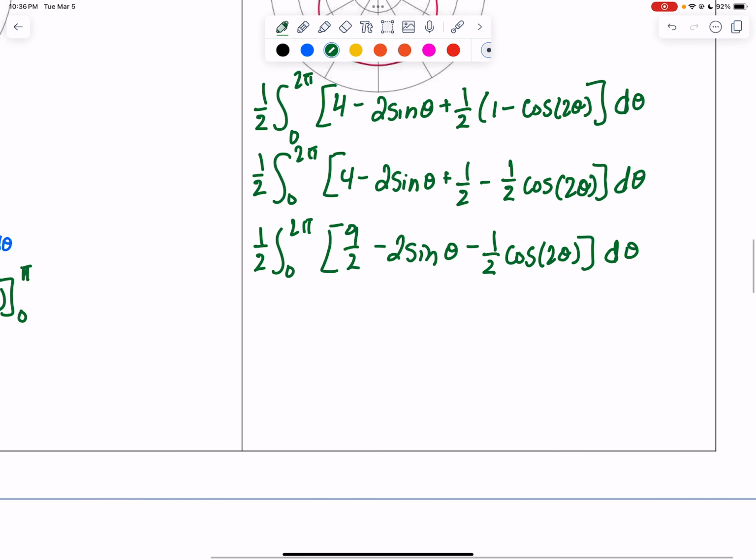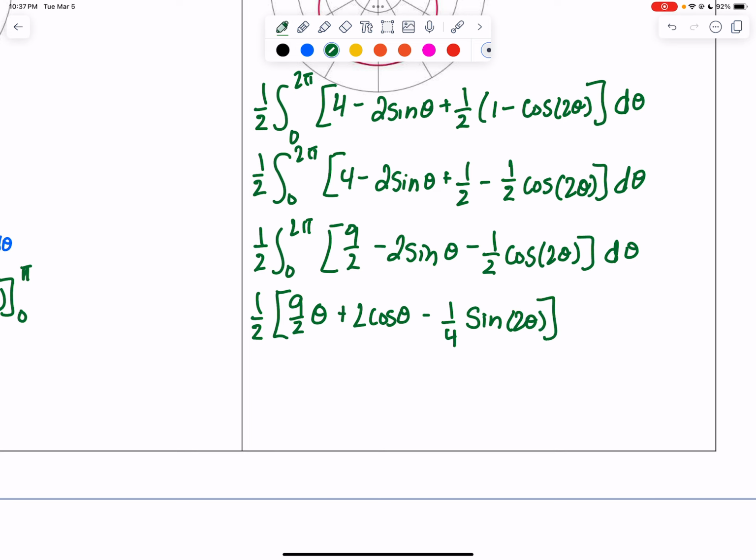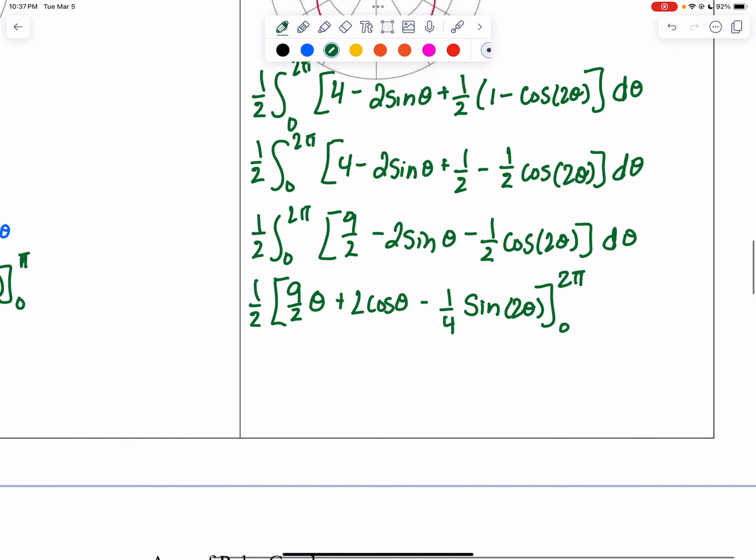Okay, so now I have 1/2 of 9 over 2 theta minus 2 cosine of theta, but because I'm taking the integral of sine, I want it to be negative, so this is going to be positive, minus 1/4 sine of 2 theta, using good old U substitution right there. Bounds are from 0 to 2 pi, and then I'm just going to evaluate this.